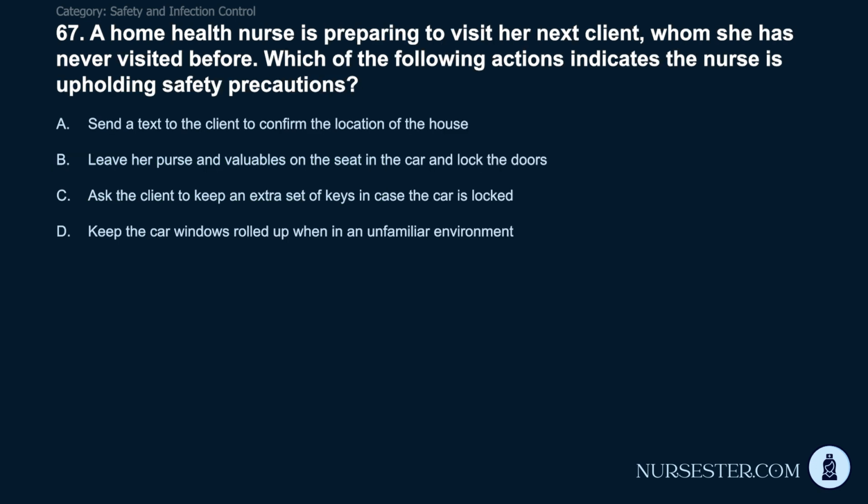67. A home health nurse is preparing to visit her next client, whom she has never visited before. Which of the following actions indicates the nurse is upholding safety precautions? A. Send a text to the client to confirm the location of the house. B. Leave her purse and valuables on the seat in the car and lock the doors. C. Ask the client to keep an extra set of keys in case the car is locked. D. Keep the car windows rolled up when in an unfamiliar environment.